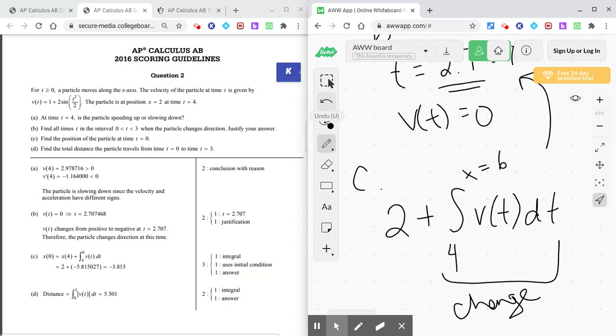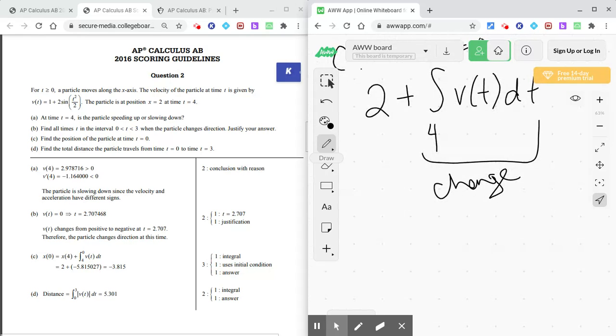However, this time we don't have forward time movement, so to speak. We're going backwards in time. So we're going to take the integral from 4 to 0. That is the same thing as 2 minus the integral from 0 to 4 of v of t dt.